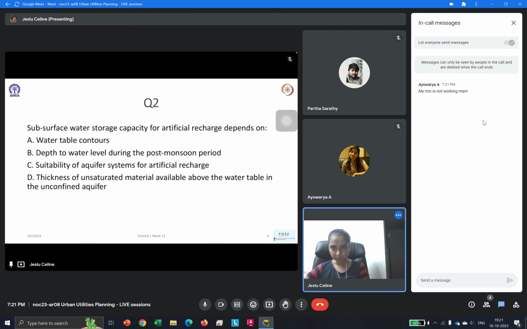Okay, so let's go option by option. A, water table contours. Does this affect subsurface water storage capacity? The highlight over here is that we are talking about subsurface water storage capacity. The previous question was for underground recharge, artificial measures for underground water recharge. This is subsurface. So you have surface water, you have underground water, and subsurface water, which is just below the surface. So does it depend on the water table contours? You can type it in the chat box, Aishwarya.